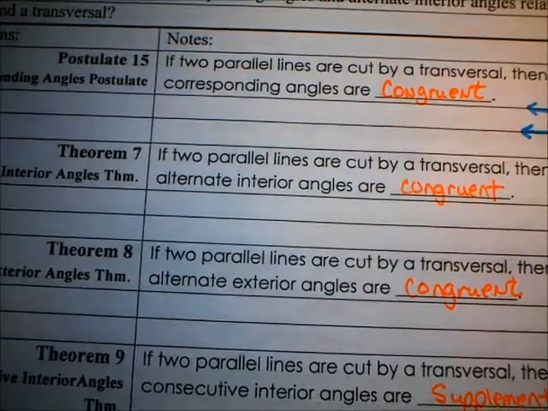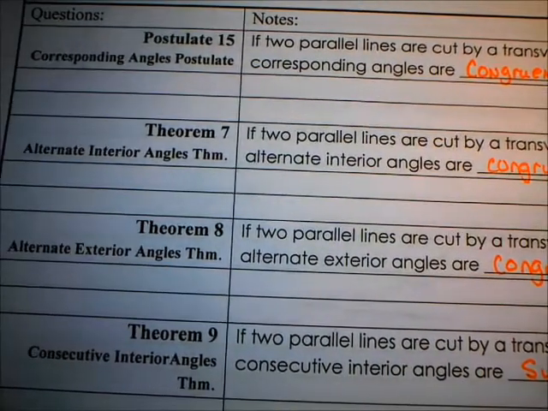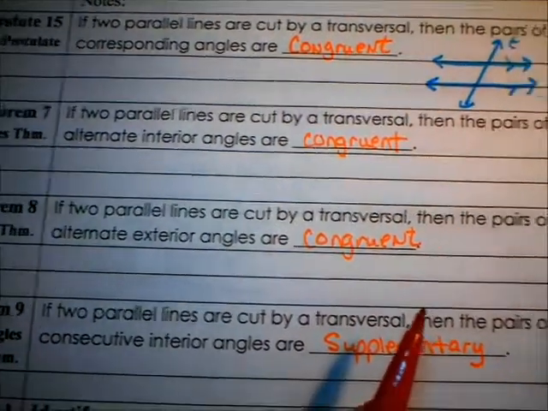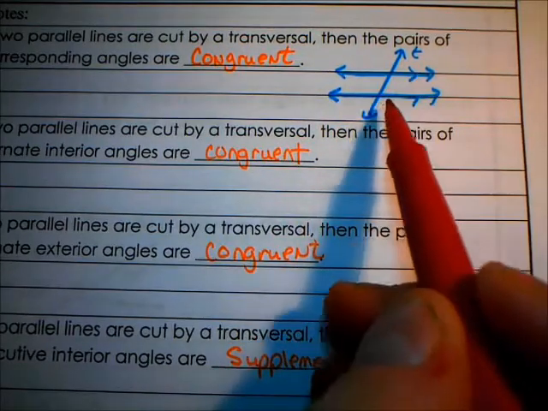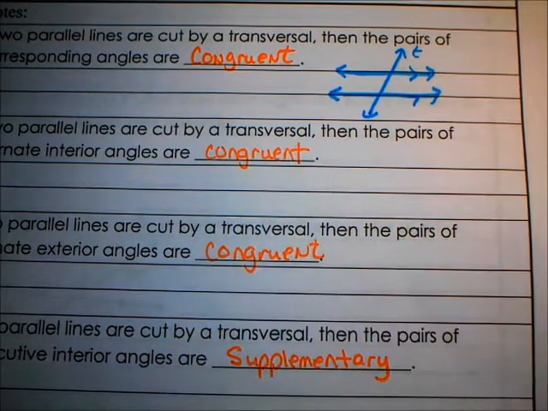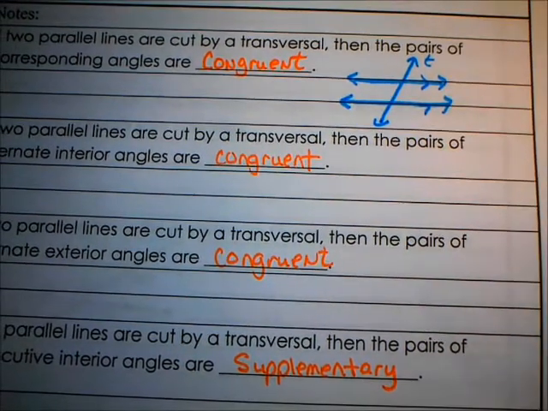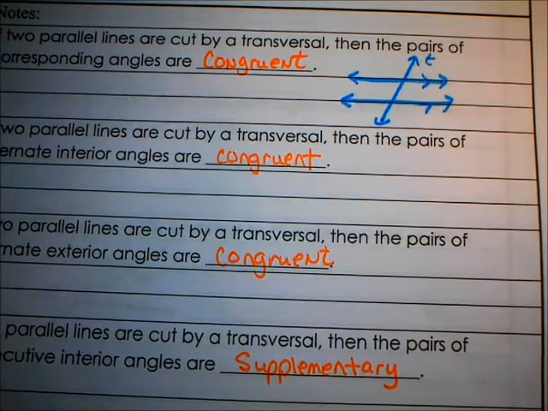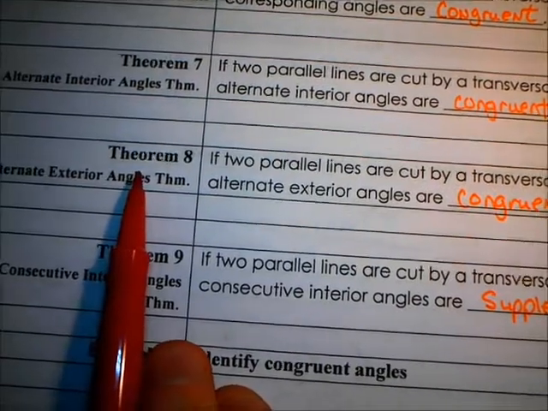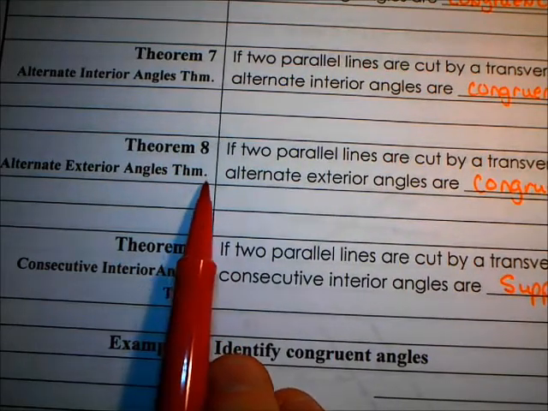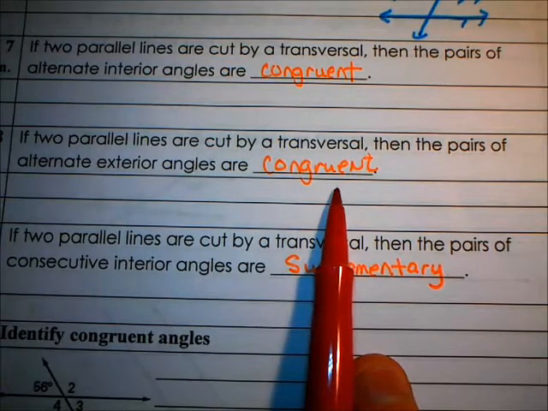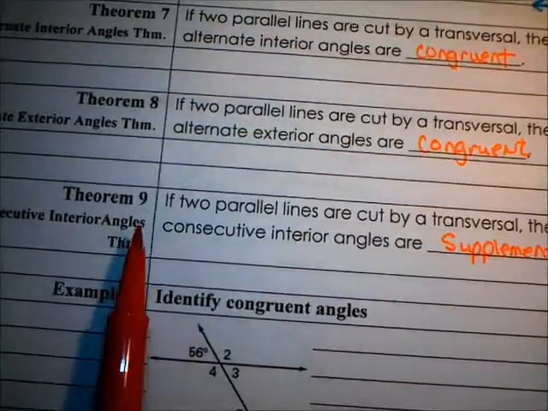Okay, on theorem number 7, it says alternate interior angles theorem. And this is relating all alternate interior angles when you have parallel lines cut by a transversal. They are also going to be congruent. This is what you should have seen in your activity 3, part 2, your constructions. On theorem 8, alternate exterior angles will also be congruent when you have parallel lines. And then they have theorem 9.